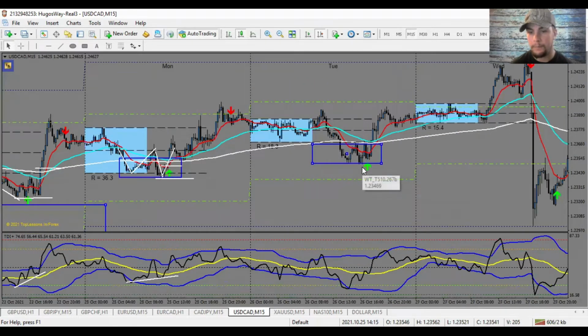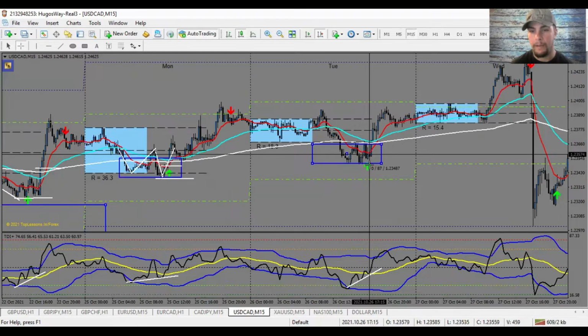Another type 1. What do we have? We have divergence across the board. Okay. We have equal lows. Left leg, neck, right leg, up, entry, a little bit of a pullback here, and then boom, she takes off.